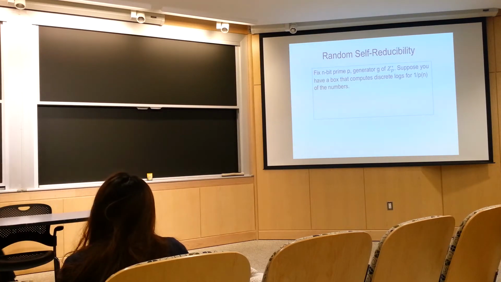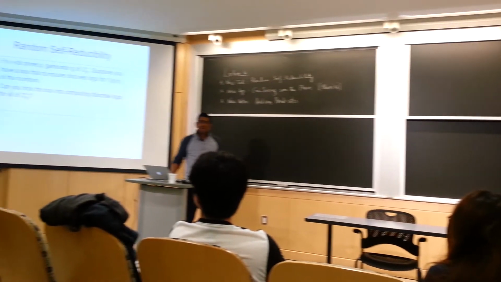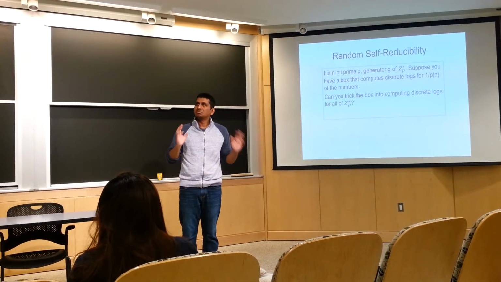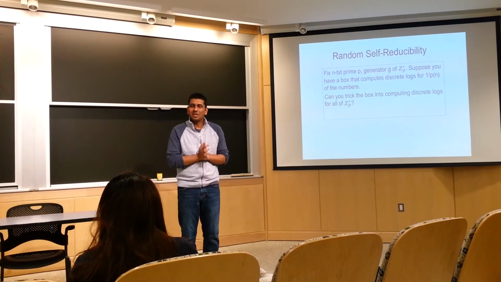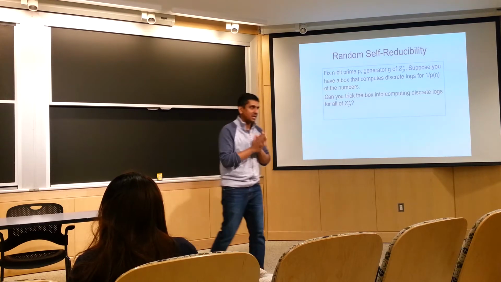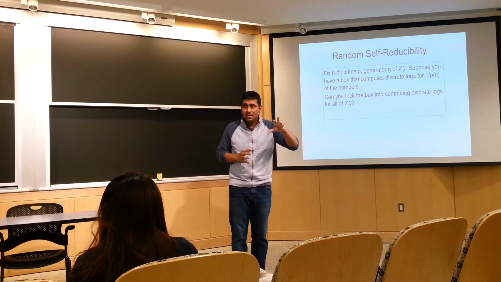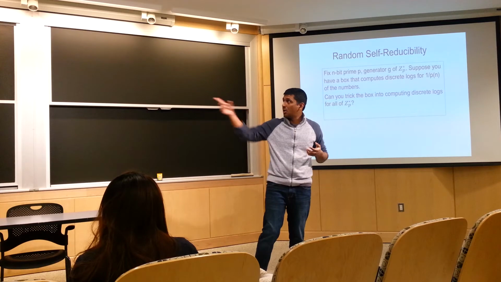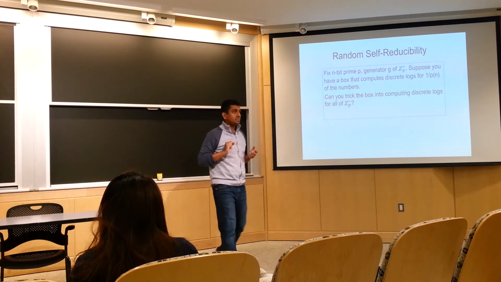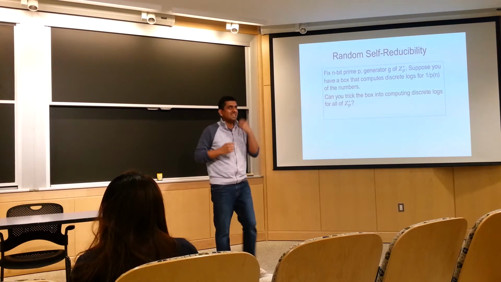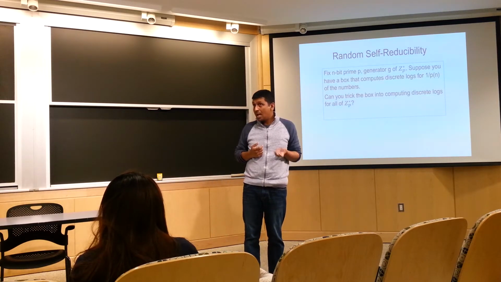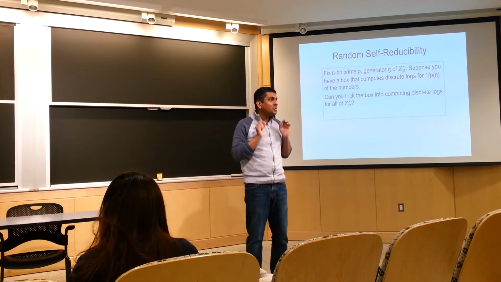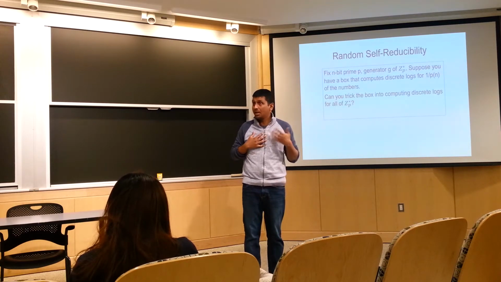So what you want, random self-reducibility is one question, is to trick this box into computing discrete logs for you for all of Zp star. The box is an algorithm, the box is an adversary. It says, look, I'm going to compute discrete logs for you for these numbers, a set of density 1 over poly. So if you just give the box a number that you want to compute the discrete log of, it could very well say no. But you want to trick this box into actually computing discrete logs for you for every input that you care about.